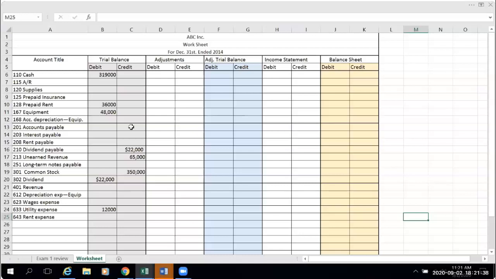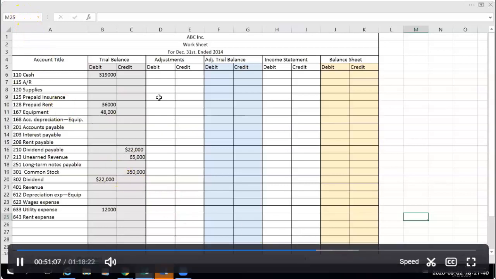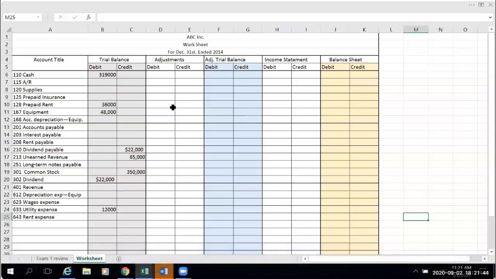Here we go. Let's learn this. The other thing that we do is the worksheet. There are so many adjustments in one business, 5, 10, 20, that you might easily forget something.